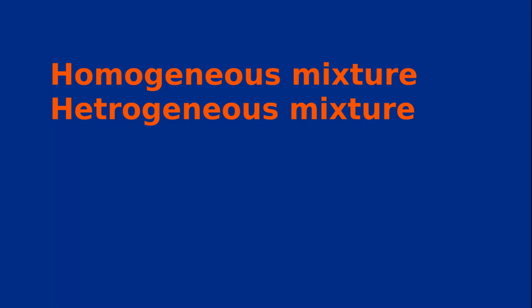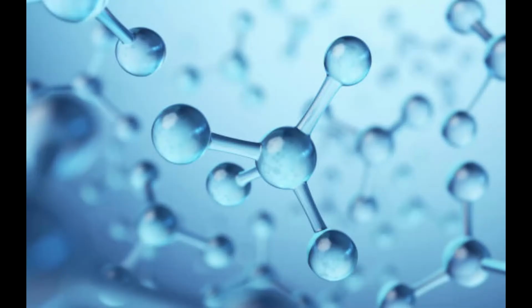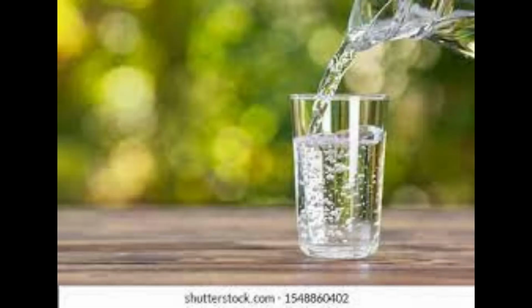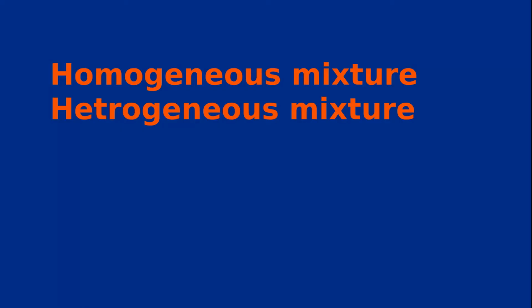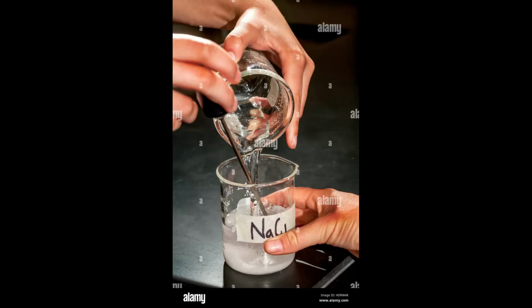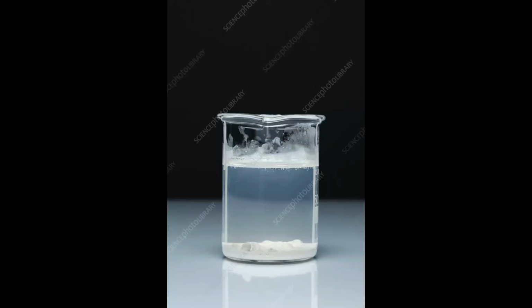They are homogeneous mixtures and heterogeneous mixtures. Substances can be divided into pure substances and mixtures, and these mixtures can again be divided into homogeneous mixtures and heterogeneous mixtures. For this, we can do an activity: fill two glass tumblers with water and put some salt in one tumbler and chalk powder in the other. We stir it well. After some time, we examine both these tumblers.